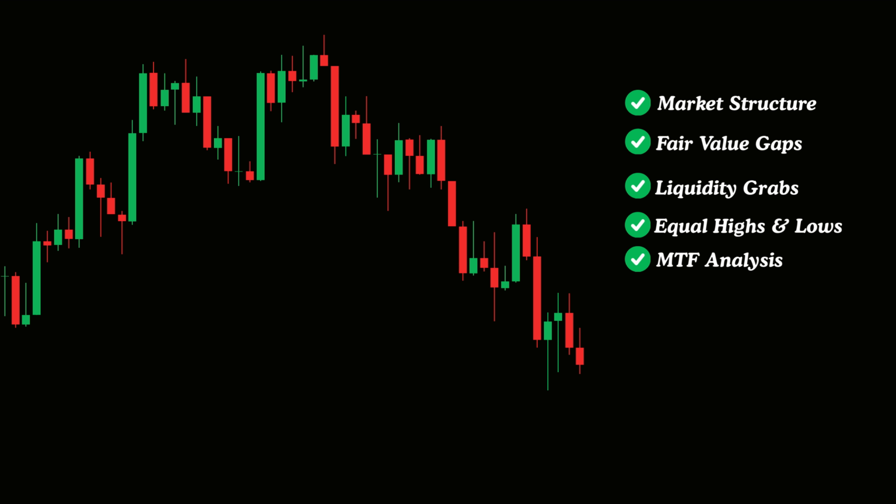Now, why does this method work? By blending these 3 principles, you ensure that you're trading in line with the trend, entering at major supply and demand zones, and gaining further confirmation through lower time frame setups.